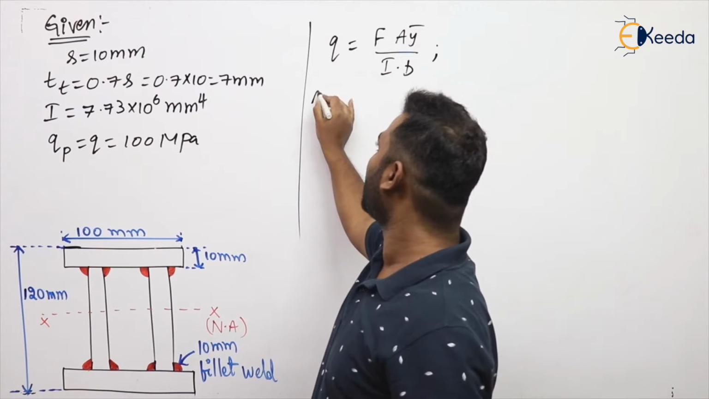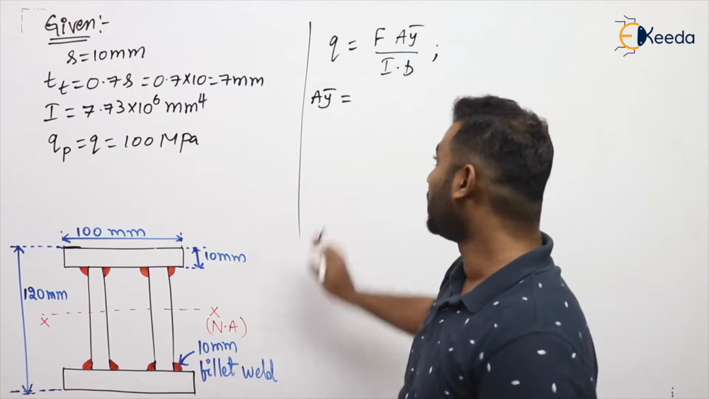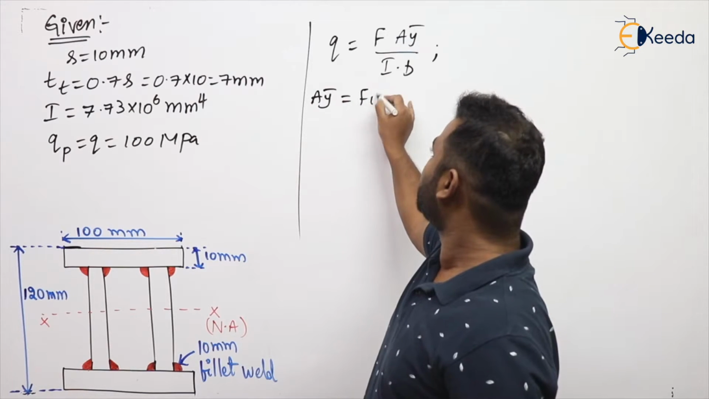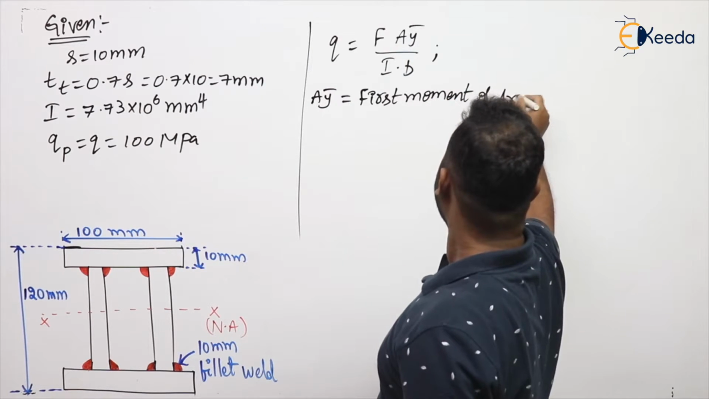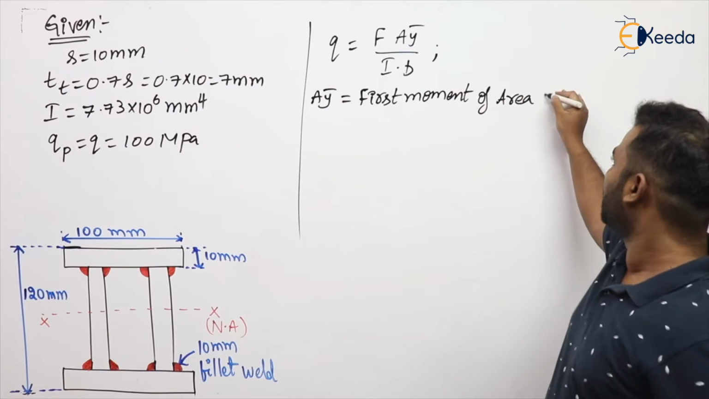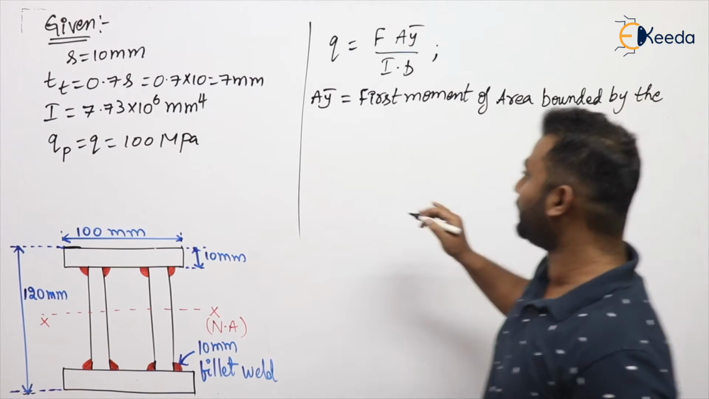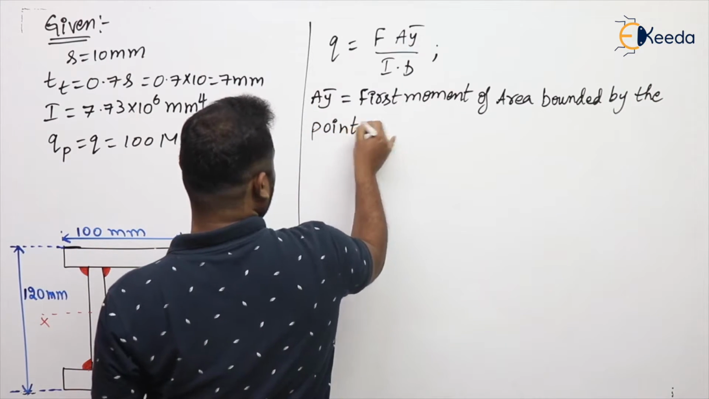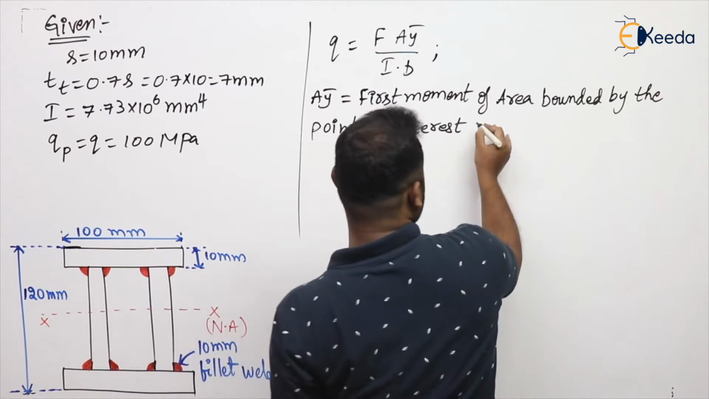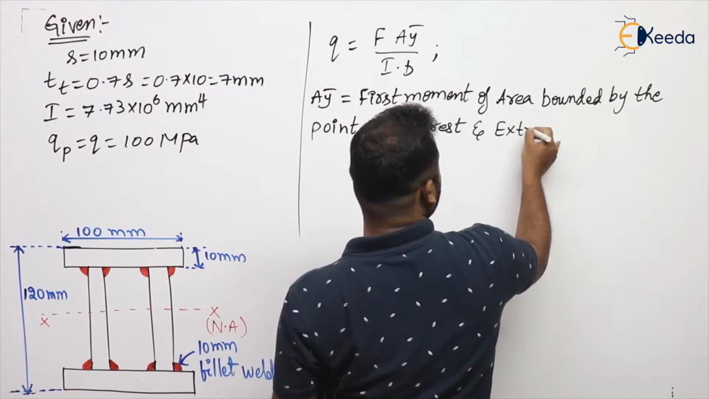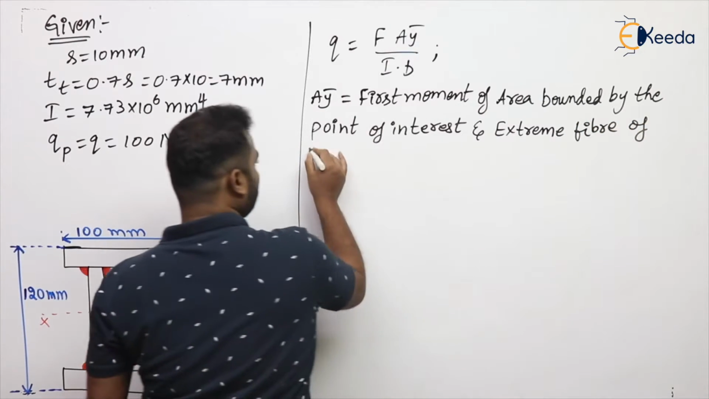Now coming to the A y bar. This is somewhat the tricky term in this formula. Now A y bar is the first moment of area bounded by the point of interest and extreme fiber of the section.